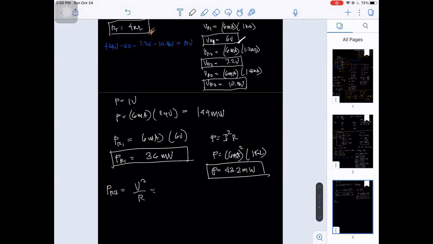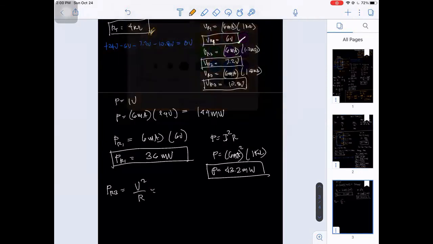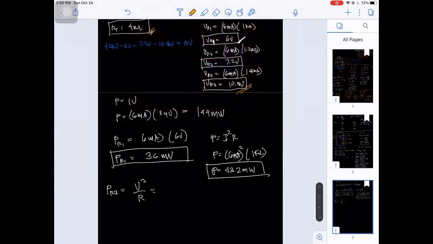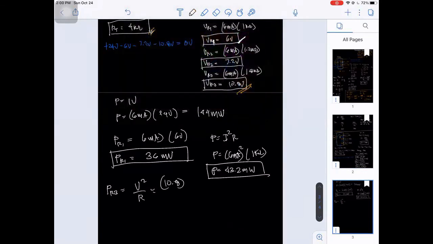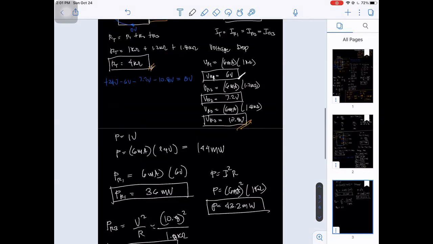So the voltage across resistor 3 is equivalent to 10.8. So we have 10.8 squared over the resistance, which is equivalent to 1.8 k ohms. Just checking in the circuit, we can have power across our resistor 3 equivalent to 64.8 milliwatts.